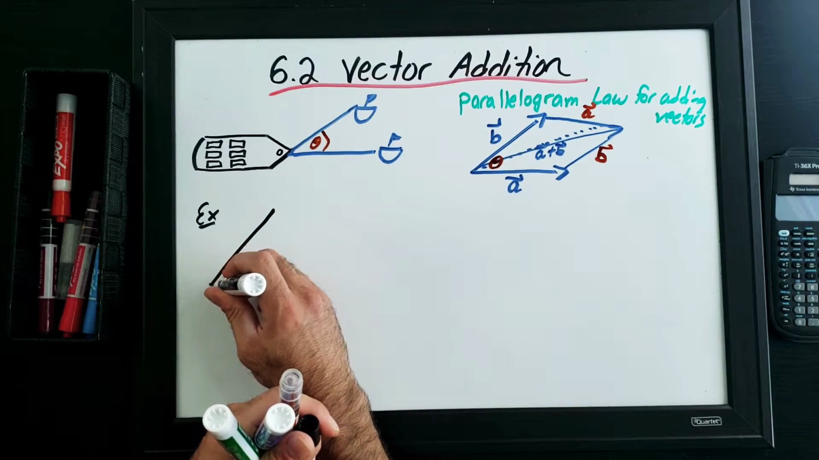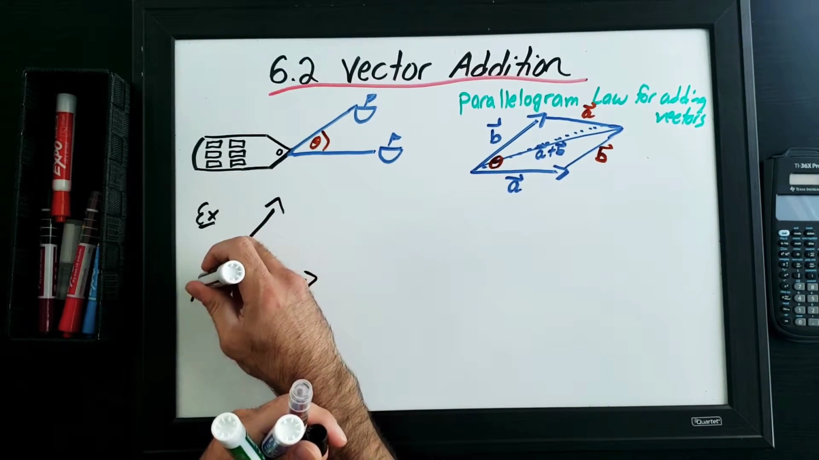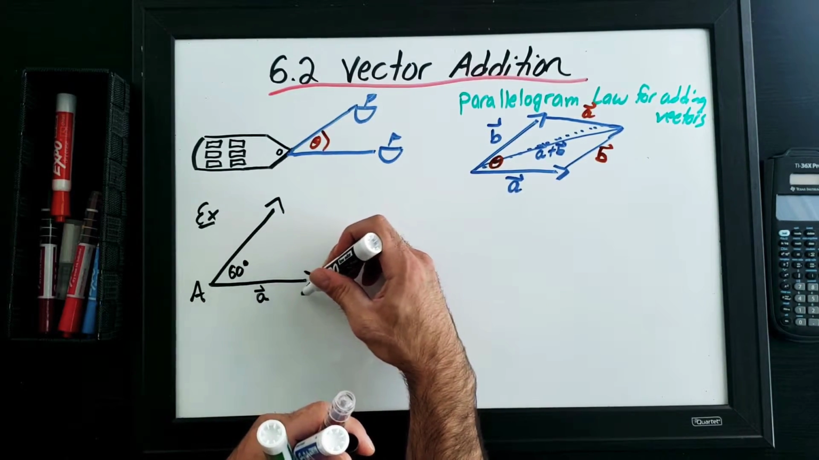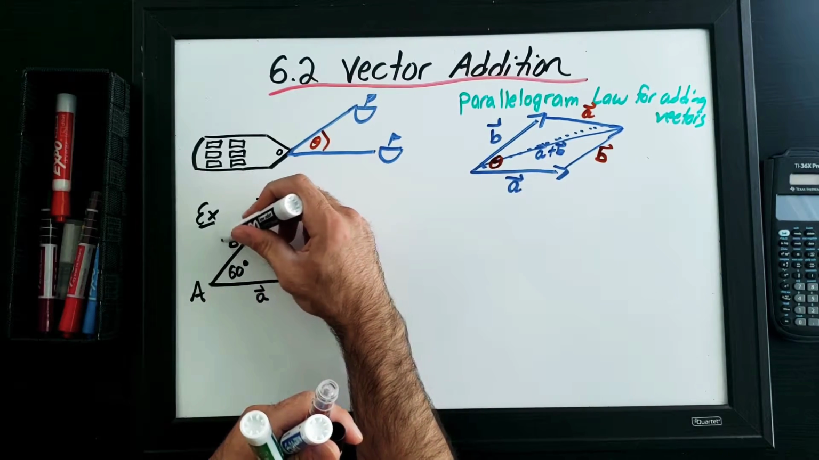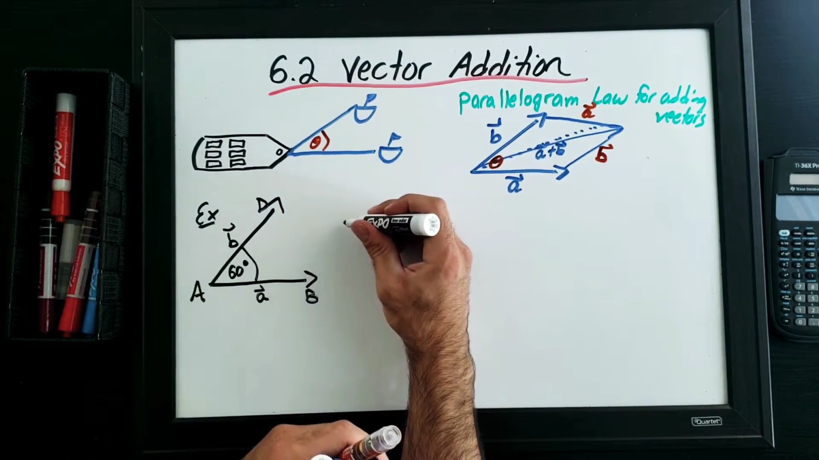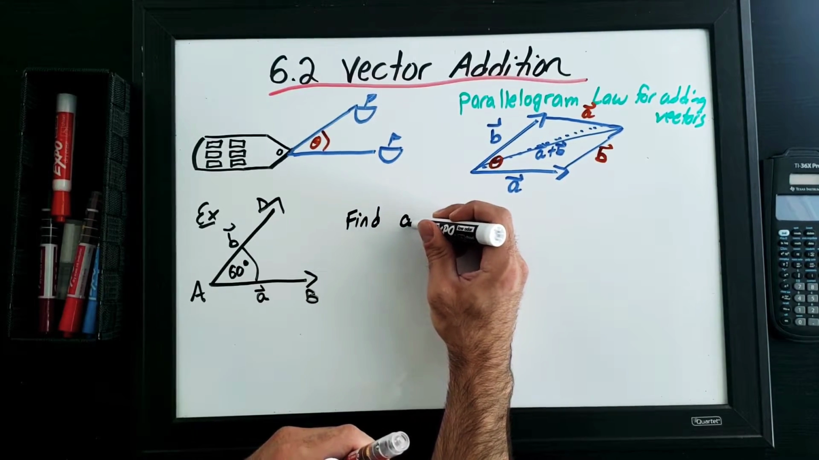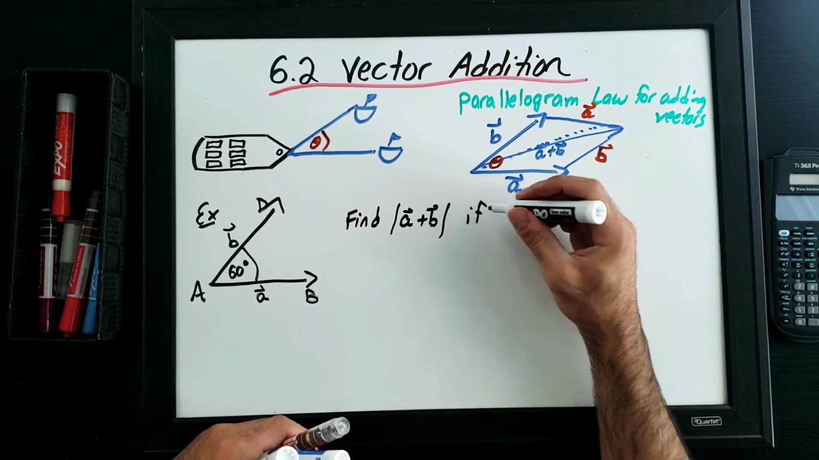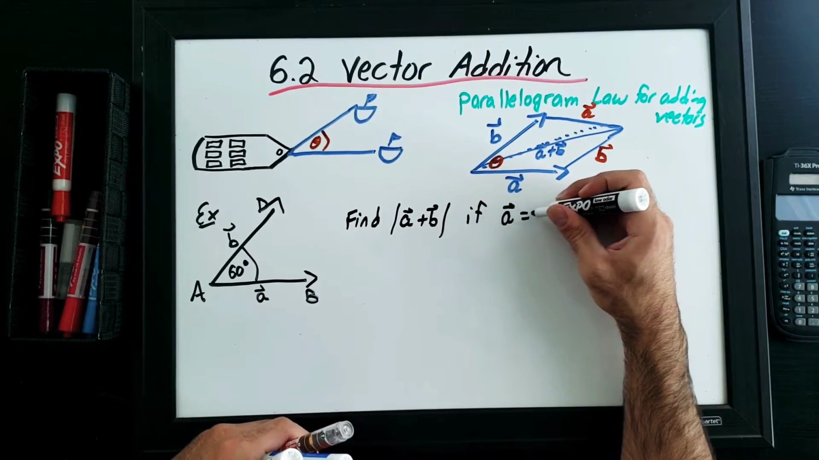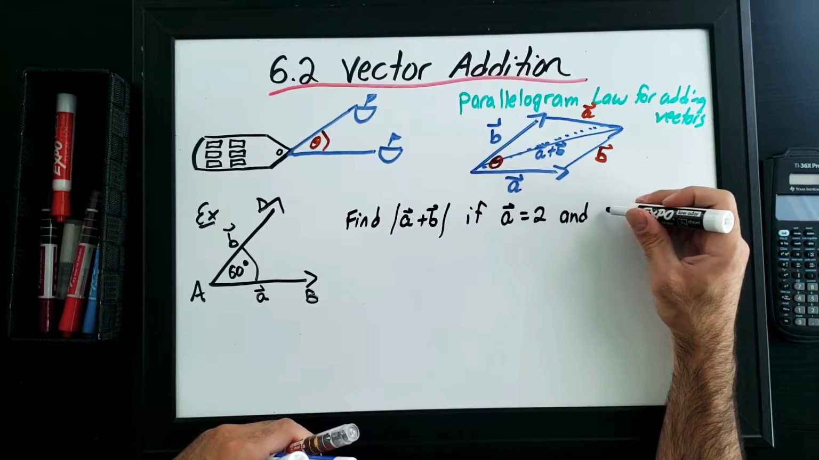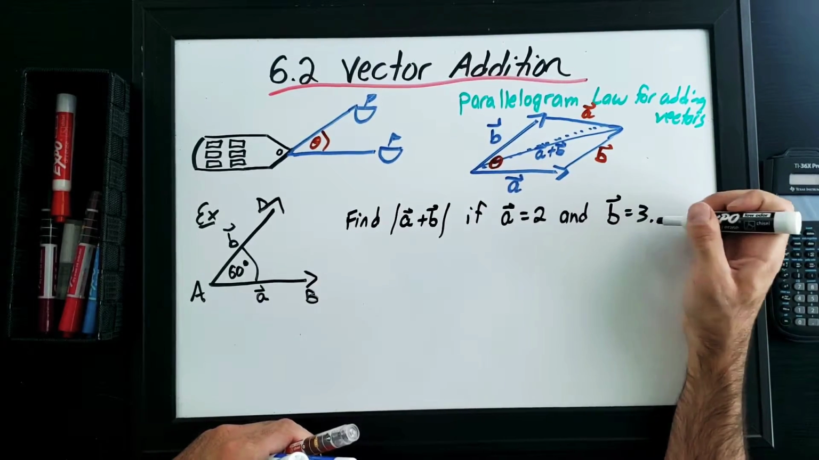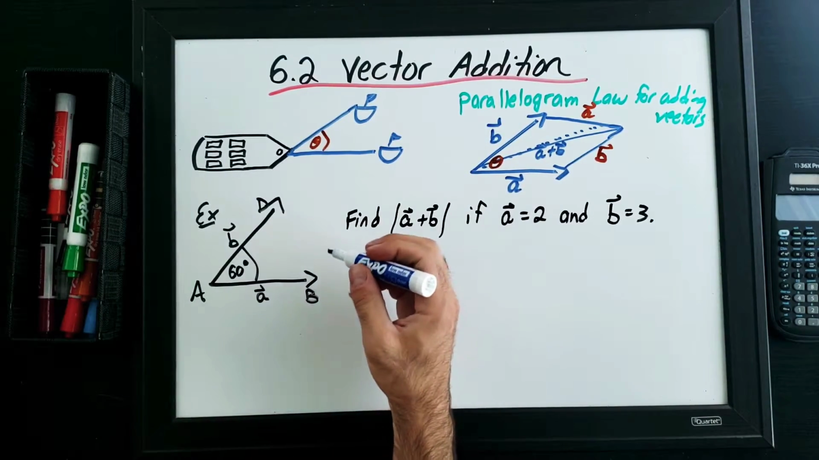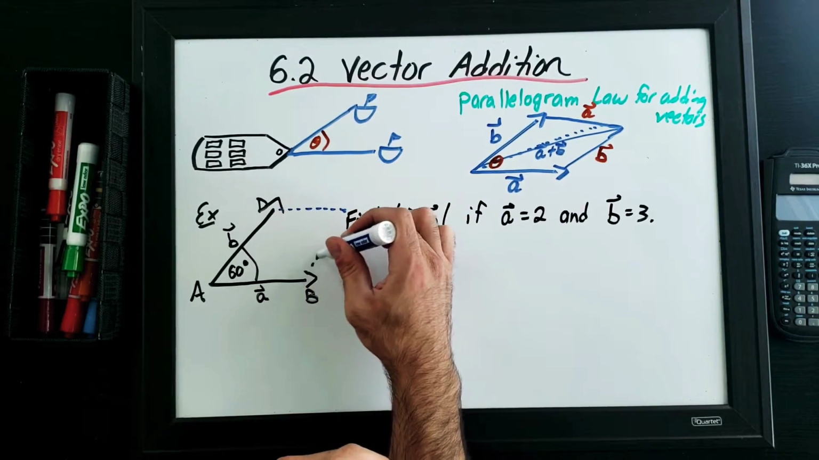Here is my two vectors. This is A, this is 60 degrees, and I can call this vector A. This could be B, these are just directions, and 60 degrees. I want to find A plus B. If, and I'll tell you the values, A is 2, and B is 3. Okay, so what I want to do here is either create a triangle or parallelogram, or imagine it.